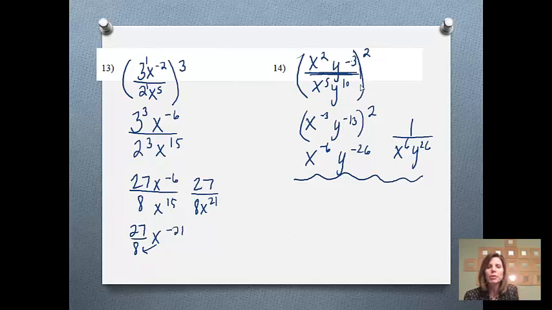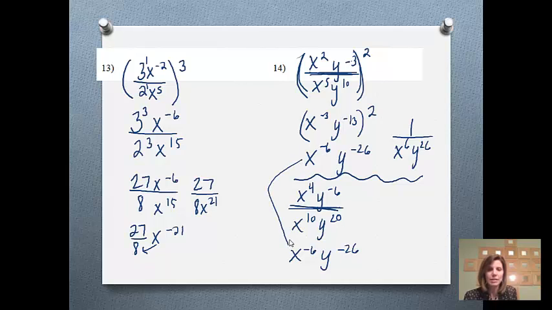The other way of working the problem would be to get rid of the parentheses first by multiplying. So I would have gotten x to the 4, y to the negative 6, and then x to the 10, y to the 20. Then, since I have my division, now we'd subtract. Notice when I subtract, 4 minus 10 is negative 6, and then negative 6 minus 20 is negative 26, and I get the exact same answer that I did up there. So you decide which way you like the best.